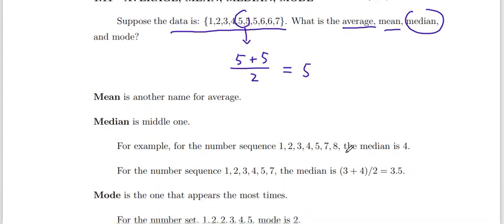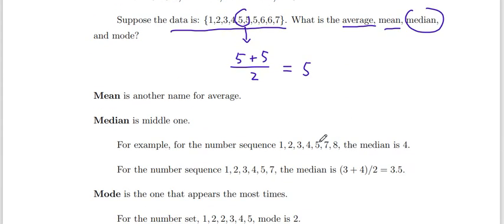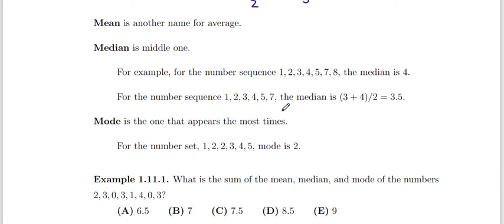So mean, we say, is another name for average. Median is the middle one. And what is the mode? Mode is the one that appears the most of the time. So like this 1, 2, 2, 3, 4, 5. Here this number appears twice. So the mode is 2 because this one appears most of the time.